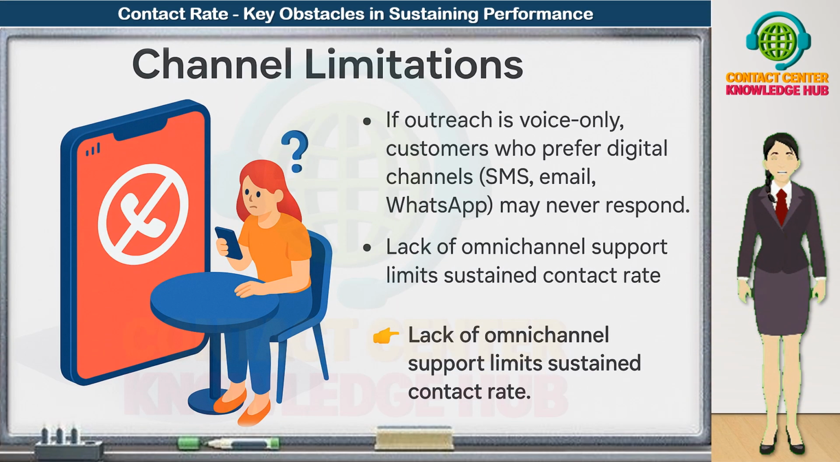Let's discuss another key challenge that affects contact rate: channel limitations. If your outreach strategy relies only on voice calls, you risk missing a large segment of customers who prefer to communicate through digital channels like SMS, email, or WhatsApp. Modern customers value flexibility: they choose when and how they want to engage. When those preferred options aren't available, even valid and interested customers may ignore your calls entirely, causing your right party contact rate to drop over time.